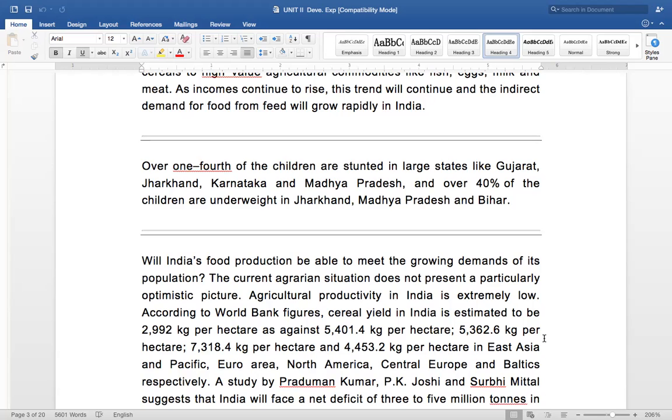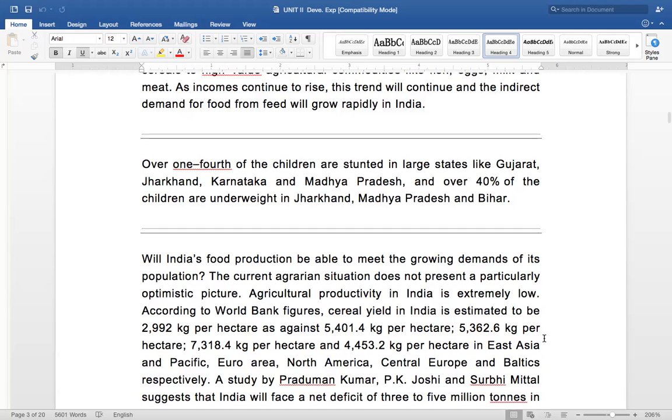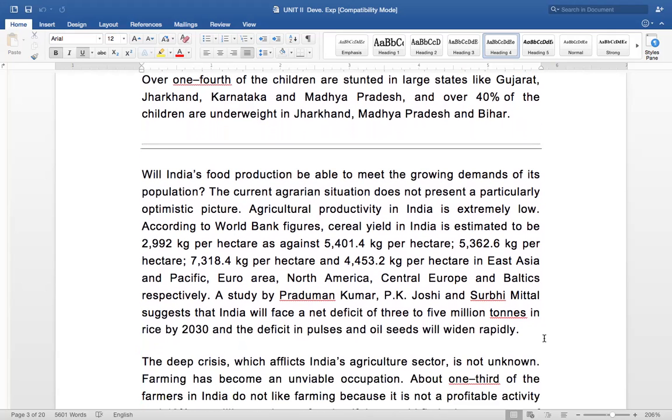And will India's food production be able to meet the growing demands of its population? The answer is that the current agrarian situation is not particularly optimistic, and agricultural productivity in India is extremely low. According to World Bank figures, cereal yield in India is estimated at 2,992 kg per hectare, against 5,401.4 kg per hectare, 5,362.6 kg per hectare, and 7,318.4 kg per hectare, like this in East Asia and Pacific, Euro, North America, Central Europe.